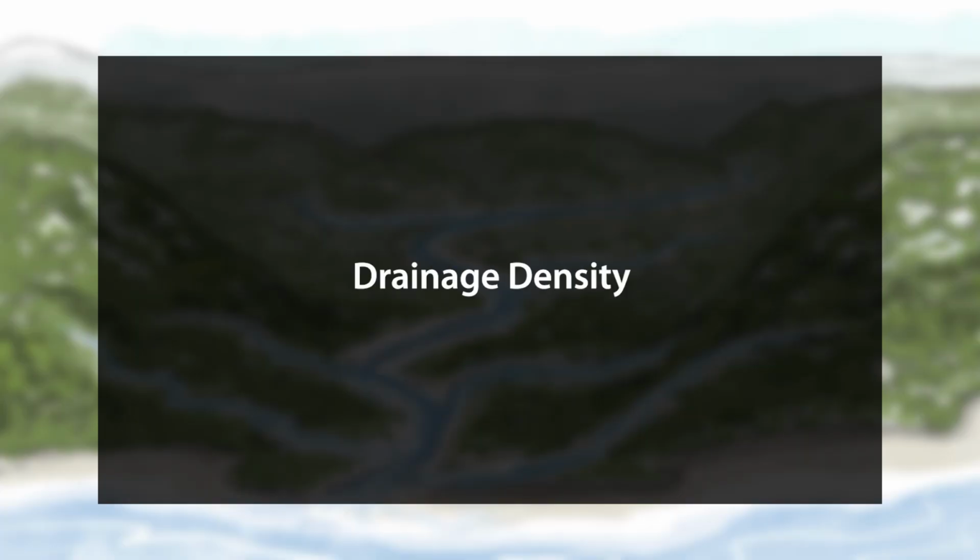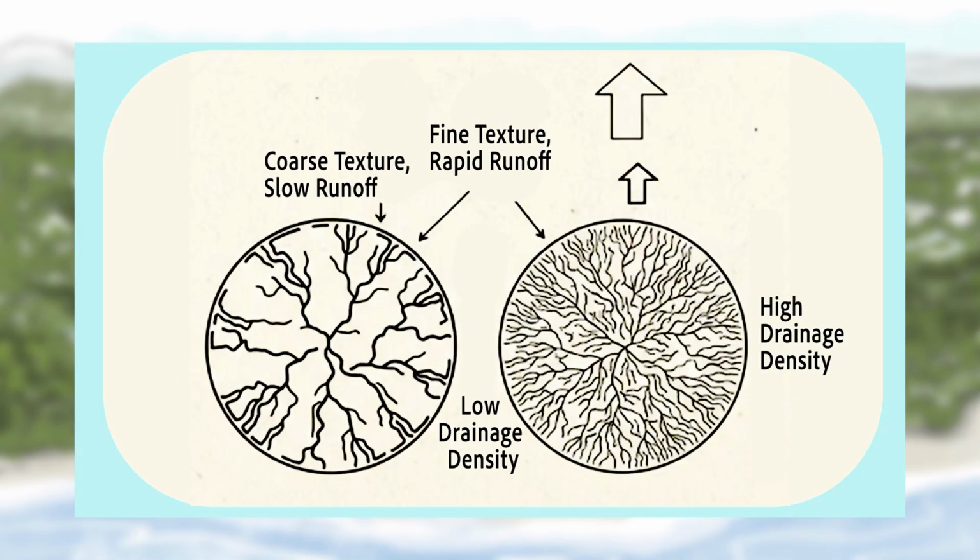Now, the seventh parameter is drainage density. Horton in 1945 introduced the fundamental morphometric parameter drainage density to express the total length of streams per unit area of a watershed. It measures how closely spaced the drainage channels are and reflects the runoff characteristics, infiltration capacity, relief, rock type and overall hydrological behavior of a basin. Drainage density is the ratio of the total stream length to the area of the basin.